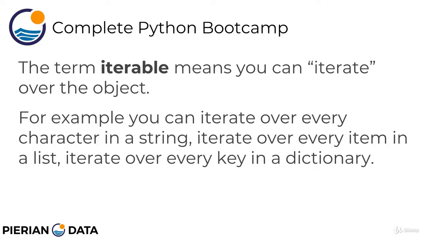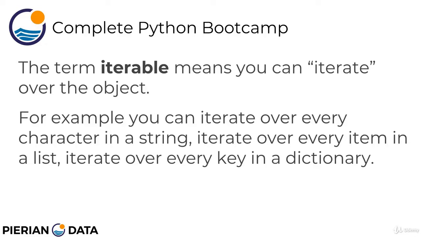You can also iterate over every item in a list. That means the list is iterable. And then you can iterate over every key in a dictionary. So the dictionary itself can also be iterated over. It's kind of a funny term, but just think of it as a way of going through something.